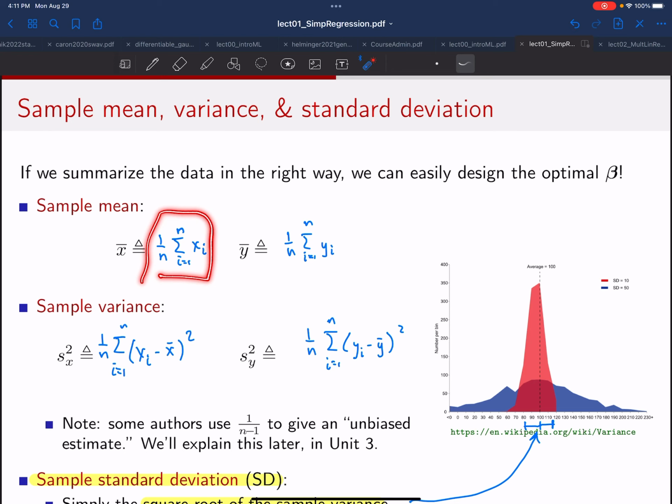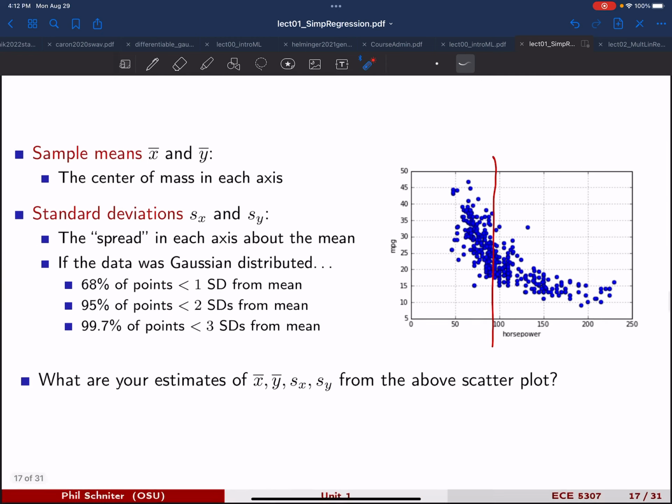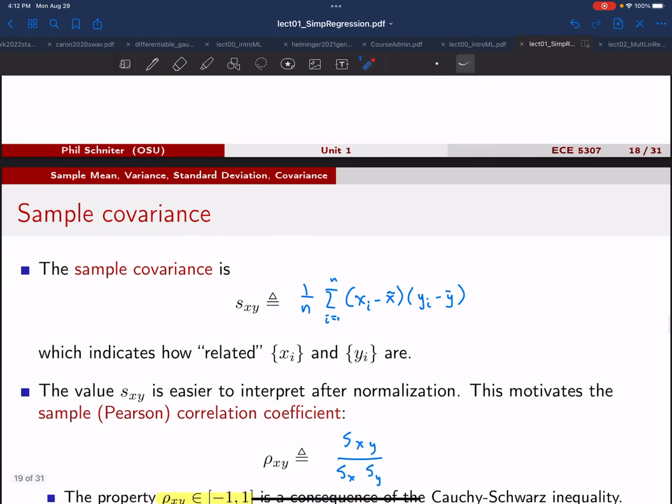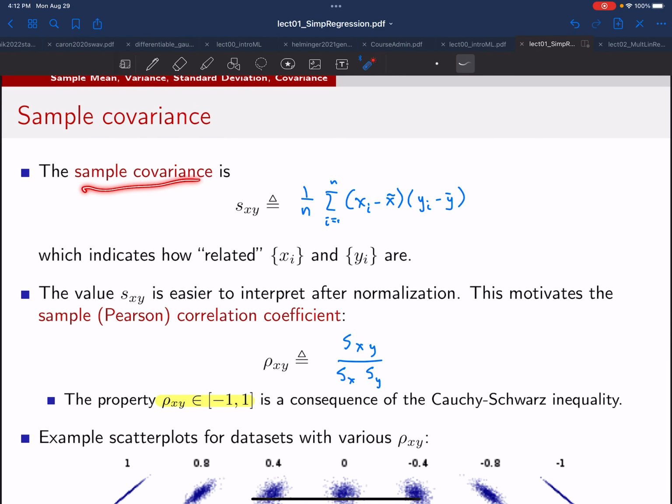xi here. So we call that x bar. We can do the same thing for our targets to get y bar. Then we have the sample variance, which is the average squared deviation from the mean. So we have that for both x and y. And then finally, there's one more quantity that we need, which is the sample covariance. And this is the one that tells us how related the x's and the y's are. So we subtract the mean from either, then we take their product and we average it over the data set.